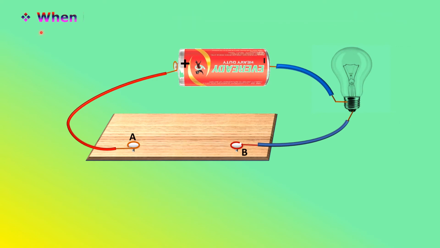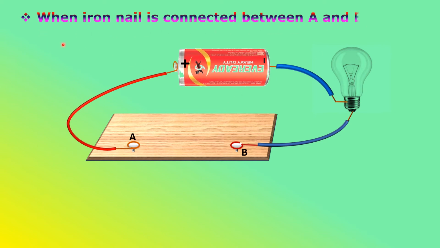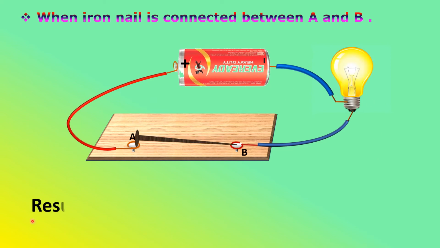Now, when an iron nail is connected between A and B, can you imagine whether the bulb glows or not? When the iron nail is connected, let us check. Yes, the bulb is glowing now. The bulb glows in this case.